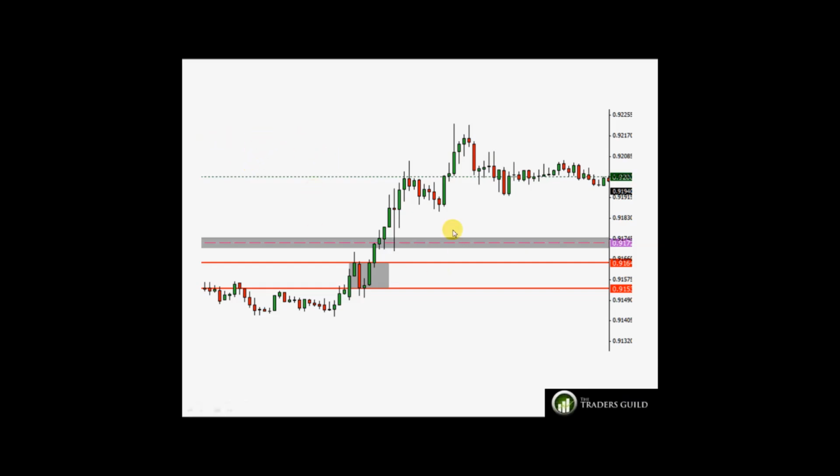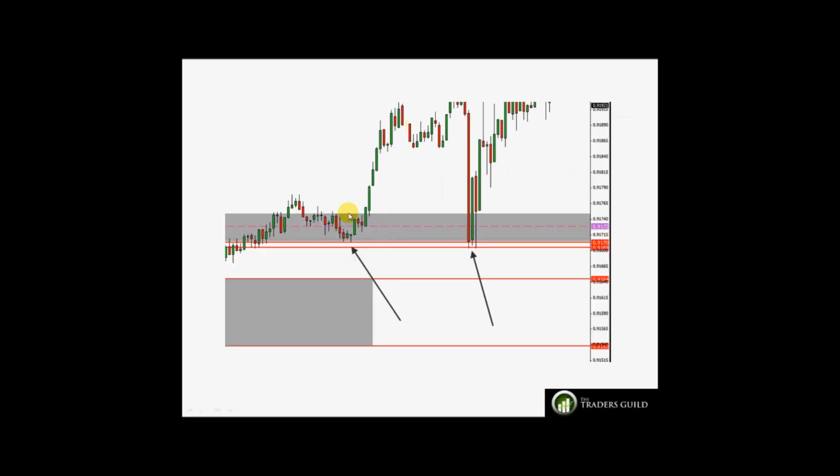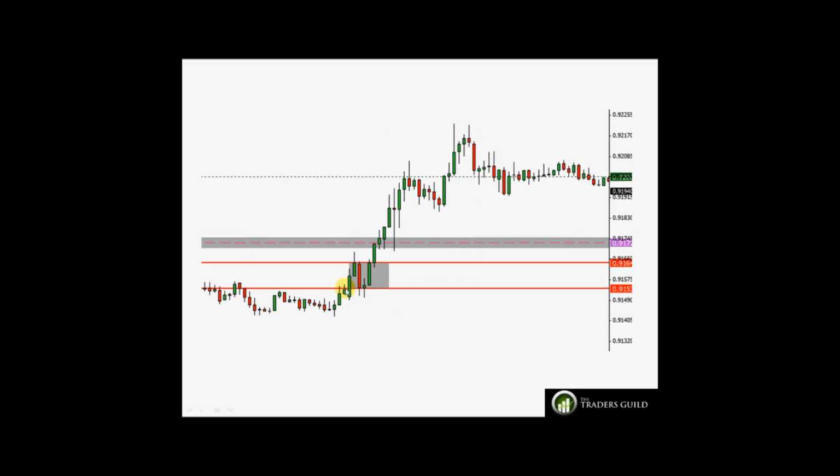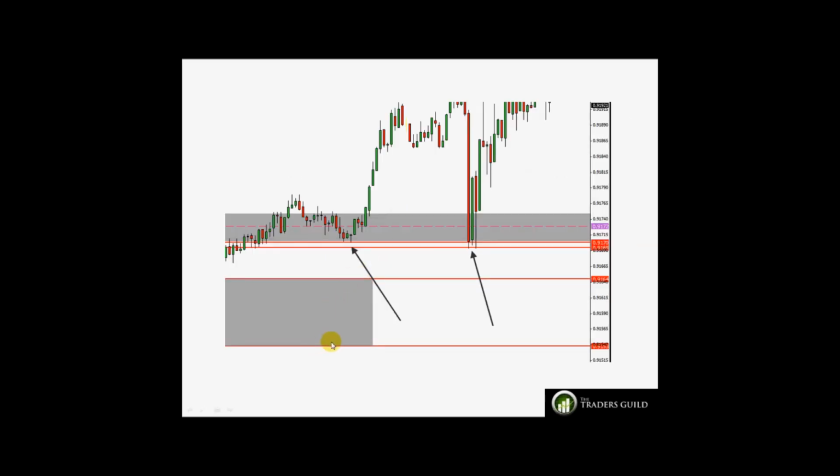Now, if we take a closer look at this area on the 1-minute time frame, okay, if you look at the prices, 9153, 9164. This must be dollar Swiss franc, I believe. 9153, 9164. This is the 15-minute zone on the 1-minute time frame. Okay, so this is the zone.